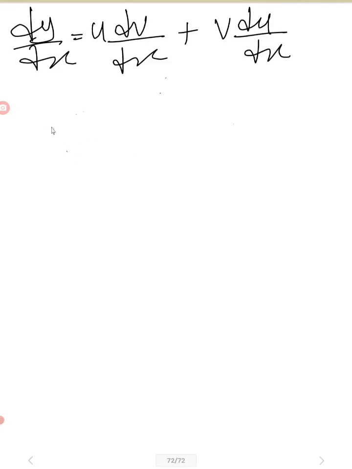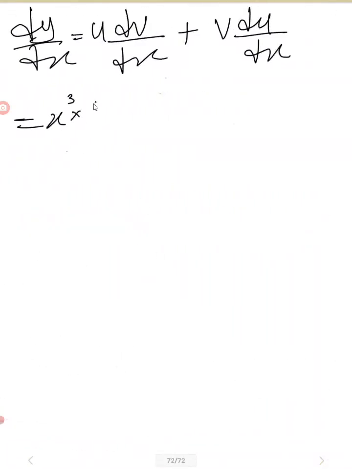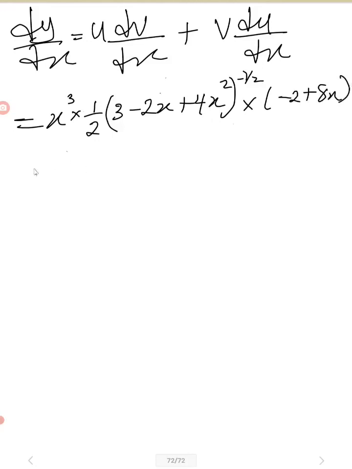Now, which is equal to, the value of our u at this junction, x raised to power 3, times dv/dx, which is the derivative of the one I wrote very long, which is half onto, as I've said earlier, (3 minus 2x plus 4x squared) all raised to power minus half, which I said is multiplying (minus 2 plus 8x). So now plus v.